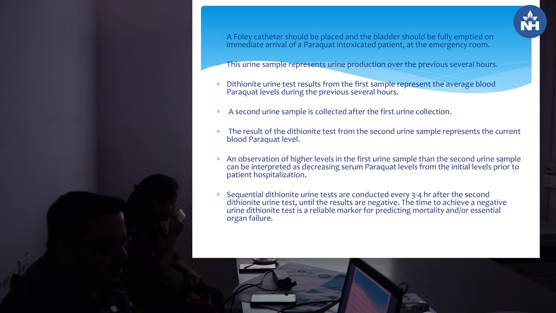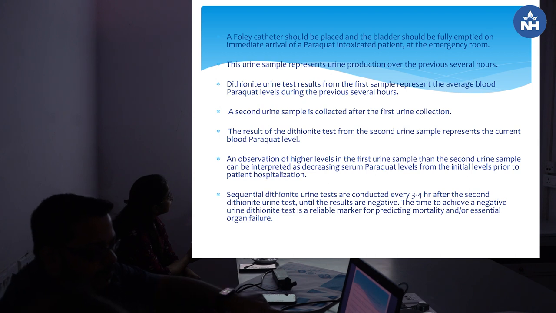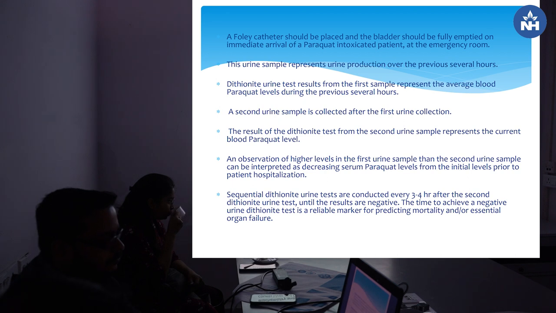An observation of higher levels in the first urine sample than the second urine sample can be interpreted as decreasing serum paraquat levels prior to hospitalization. Sequential dithionite tests are conducted every 3 to 4 hours after the second dithionite urine test until the results are negative. The time to achieve a negative dithionite test is a reliable marker for predicting mortality. It has been shown that if the total amount of paraquat seen by the dithionite test is more than 34, then the chance of mortality is almost 85% to 100%.